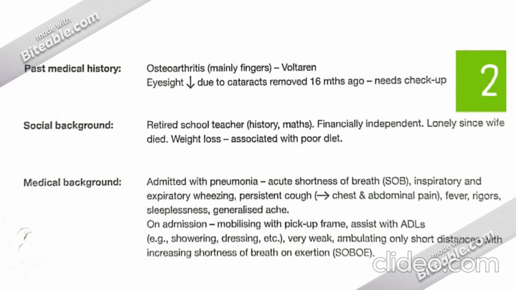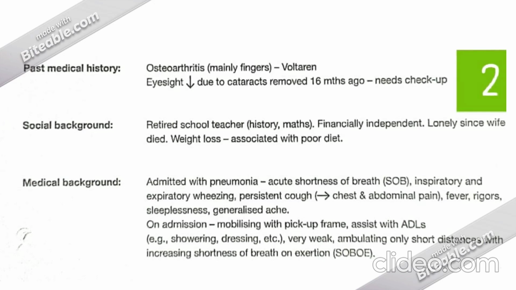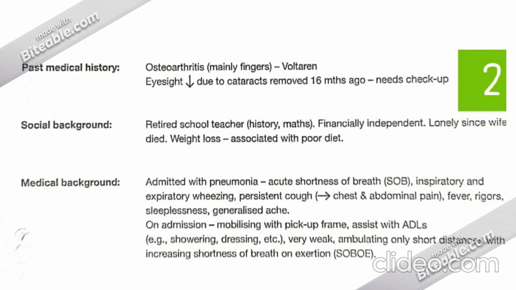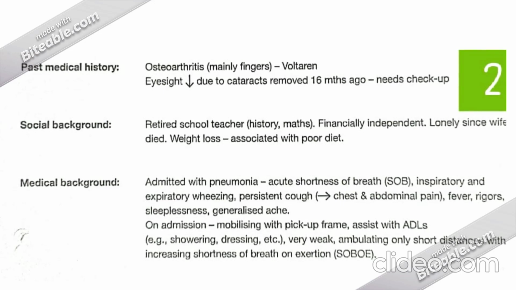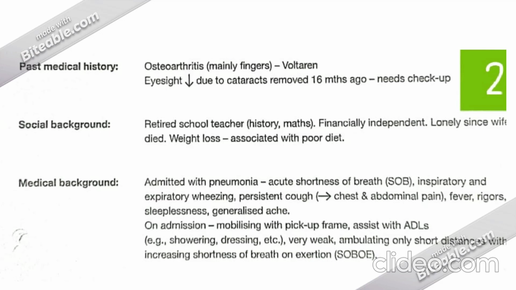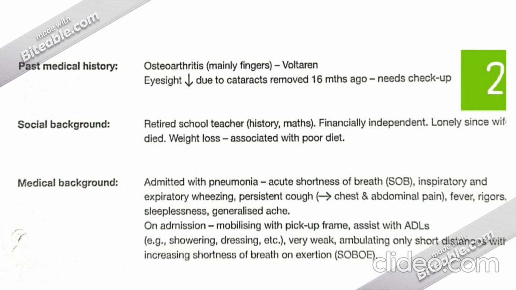Medical background: admitted with pneumonia. So from here we should underline admitted with pneumonia, acute shortness of breath, inspiratory and expiratory wheezing, persistent cough, and there is chest and abdominal pain because of that, fever, rigor, sleeplessness, generalized ache. On admission, mobilizing with a pickup frame, assisted with daily living activities, for example showering, dressing, etc. Very weak, ambulating only short distances with increasing shortness of breath on exertion.